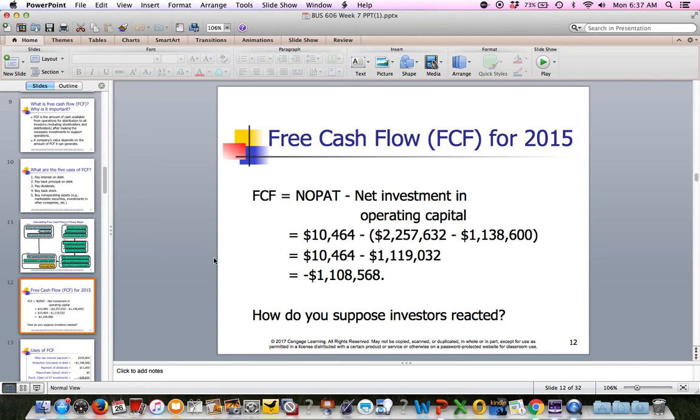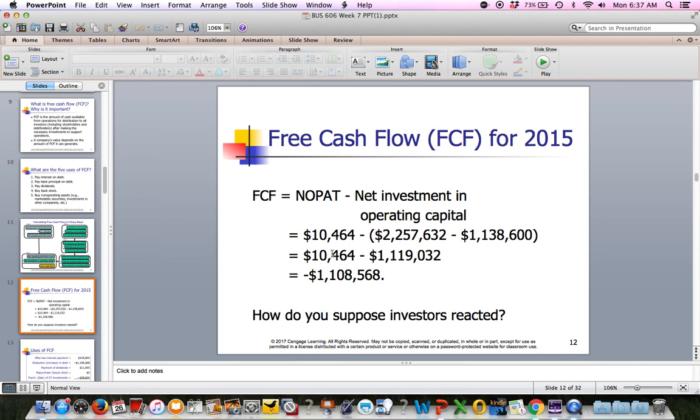The question here is, how do you suppose investors reacted? Because notice what this number is. It's negative. You want that to be positive. Very badly you want that to be positive. It's negative by $1 million. So you can just imagine what the investors said. They're like, this is not good. Something must change. And clearly it's negative.